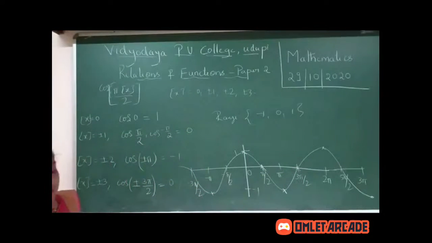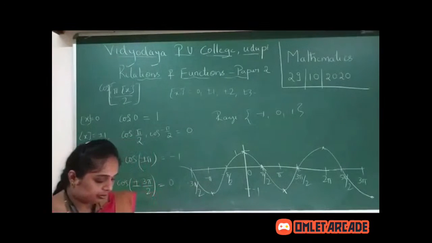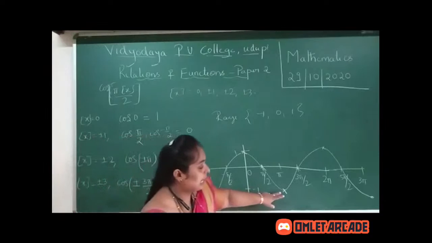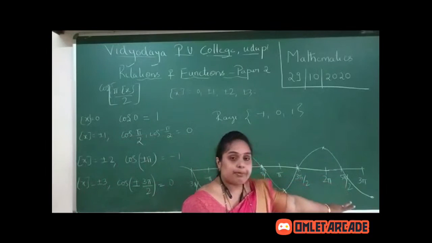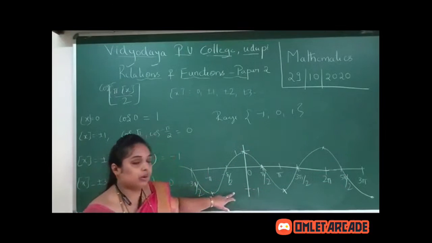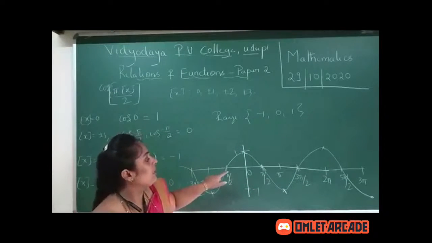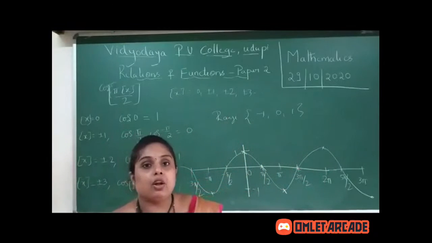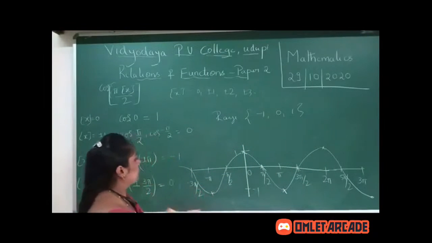So make a note here only. Based on cos, for pi, 3 pi, 5 pi and all, it is minus 1. Once again I am not going to do the graph. For 0, 2 pi, 4 pi, 6 pi and all, it is plus 1.